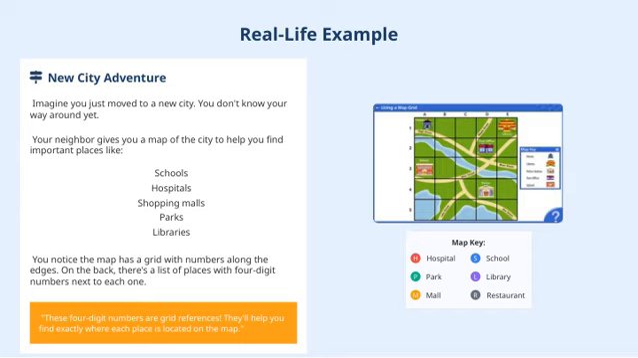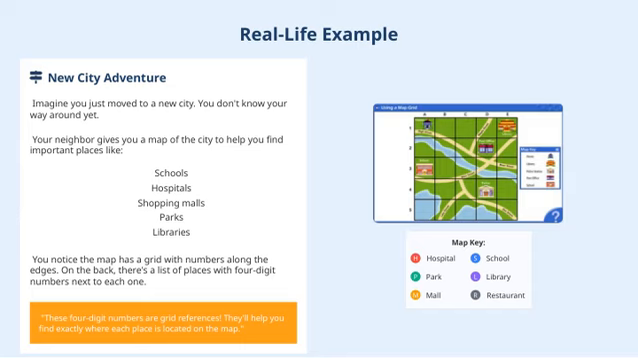Now, what makes this map really useful are the grid lines along the edges, with numbers that help you pinpoint exact locations. On the back of the map, there's a list of these places, each with a 4-digit number next to it. These numbers are called grid references, and they tell you exactly where each place is on the map. Think of it like a coordinate system, just like in math or navigation.